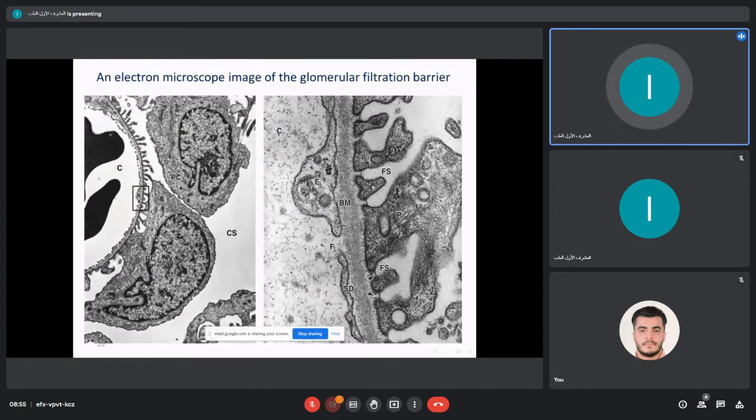Slit diaphragm here is a zipper-like structure formed by tight junction. This is the slit diaphragm. The tight junctions are formed by nephrin and other proteins, glycoproteins, projecting from the cell membrane on each side here of the filtration slit.